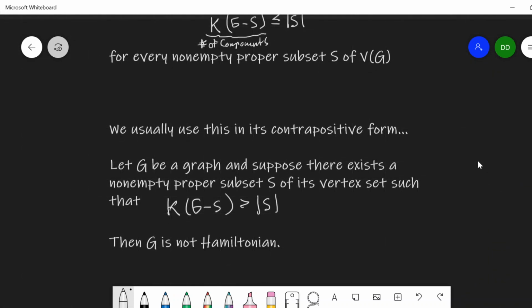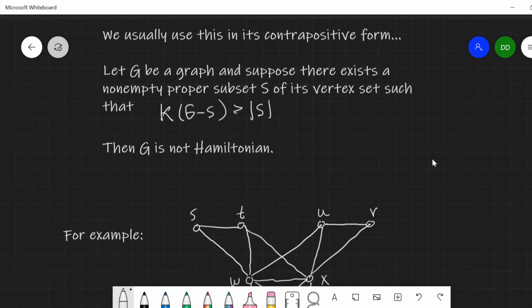Right? Let G be a graph. Suppose there exists some non-empty proper subset S of its vertices such that the number of components in G minus S is strictly bigger than the cardinality of S, then G is not Hamiltonian. So this is a pretty nice theorem. Let's see how to apply it.